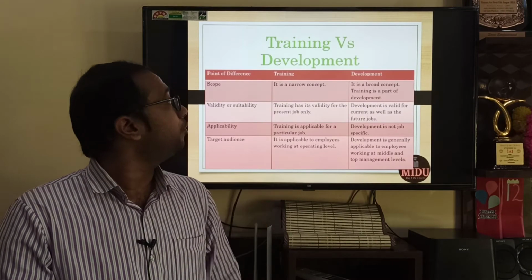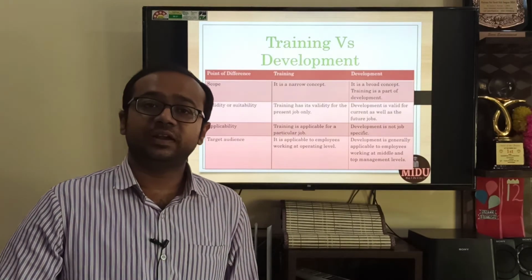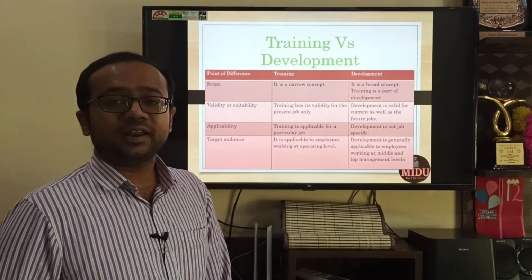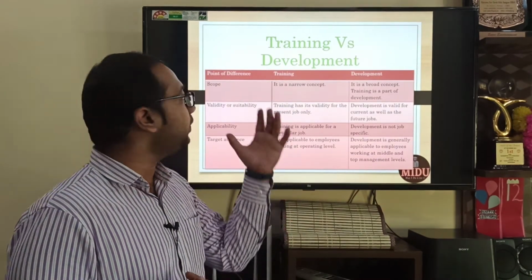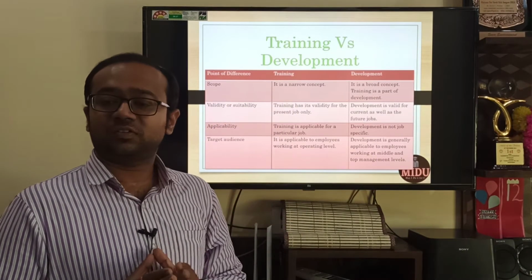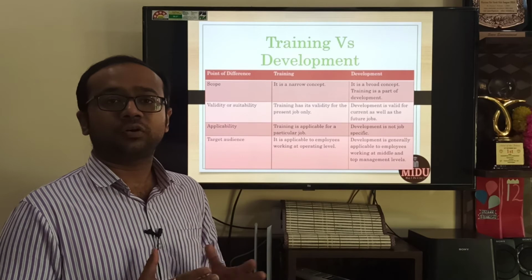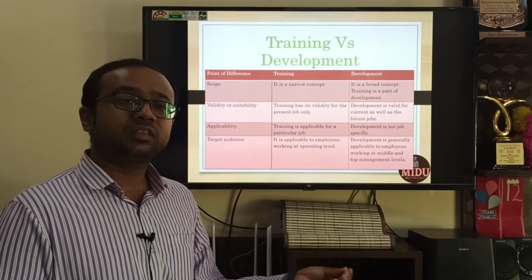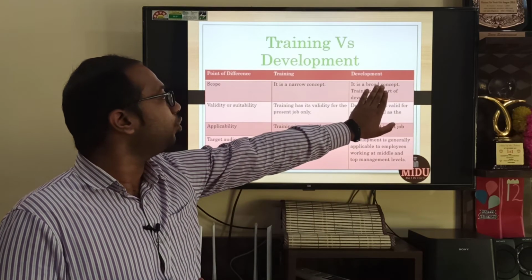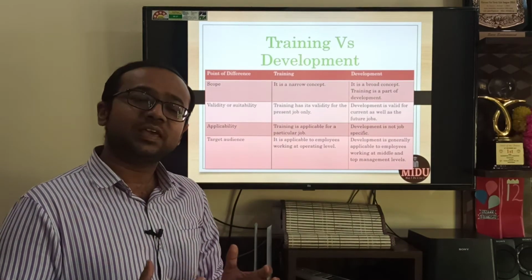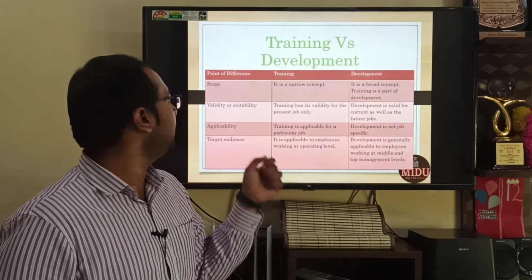Now, the last topic of today's discussion: what is the difference between training and development? So we have seen training, we have seen development. Now let us differentiate between the two. Training, as we discussed, is a narrow concept, can be as short as a few days, even a 3-day, 5-day training. Development is always a broad concept. So we can say in a way training is a part of development.